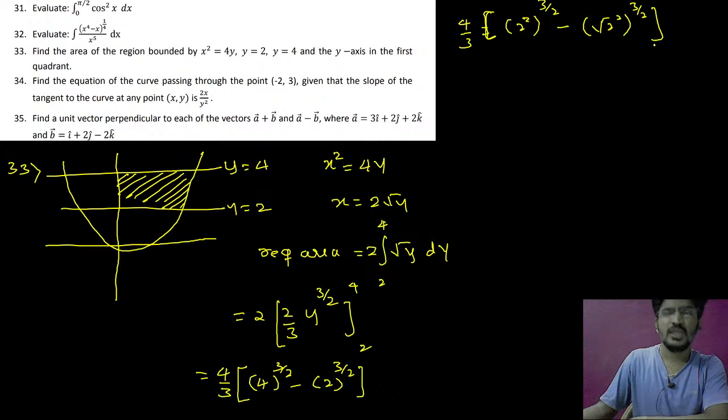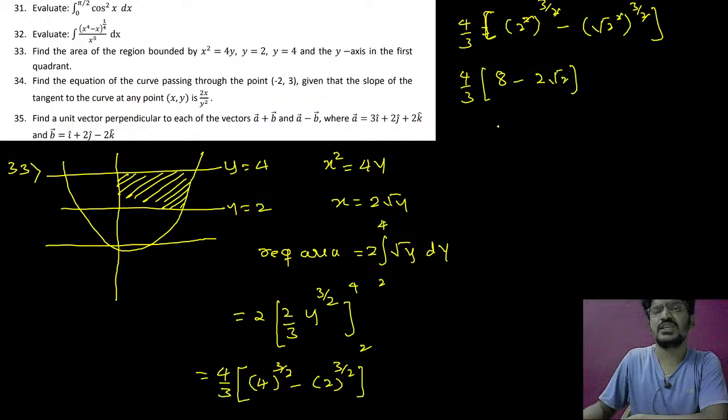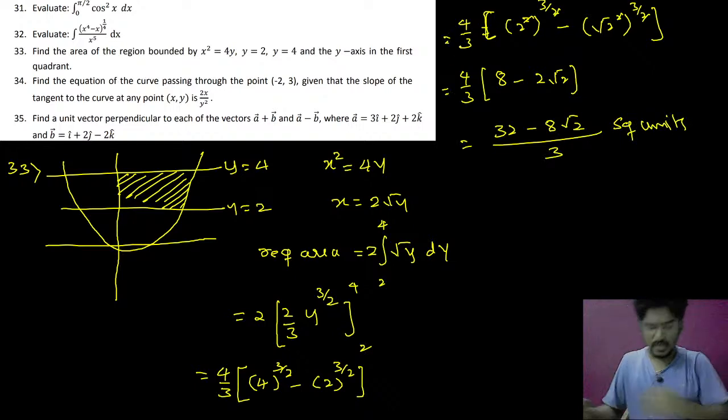Now here you can see upper limit is 4, lower limit is 2. So therefore you can write 4 as 2 square and 2 as root 2 square. So 4 by 3, 2 will get cancelled, 2 cube is 8, 2 will get cancelled, root 2 cube is 2 root 2. Therefore 4 by 3 into 8 minus 2 root 2, that is nothing but 32 minus 8 root 2 divided by 3 square units is our answer. Okay, clear? So quickly tell me everyone, reply with thumbs, have you understood this?